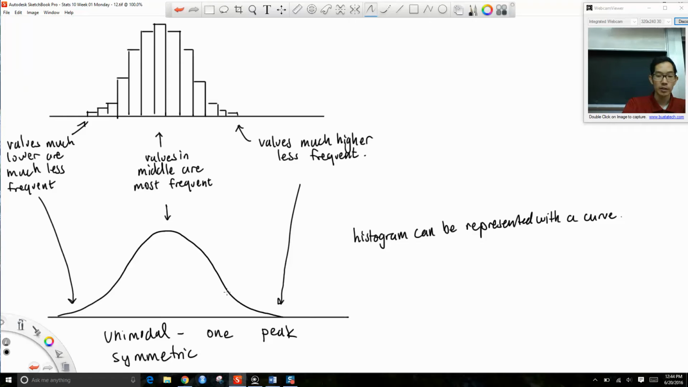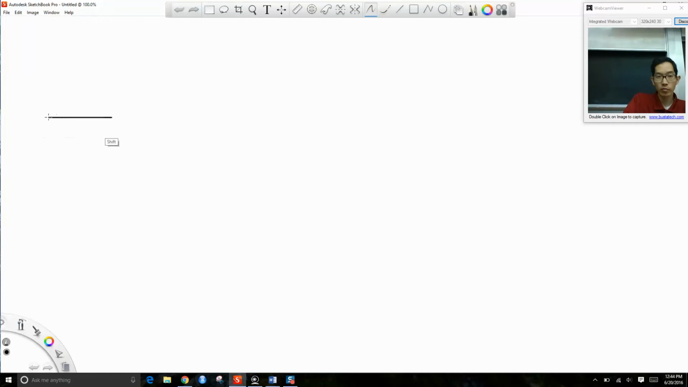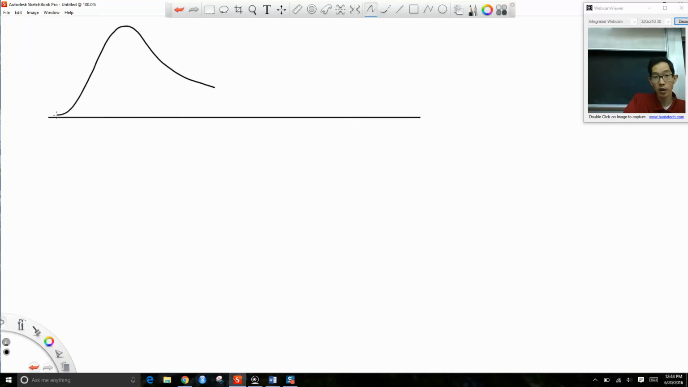Okay, so keeping that in mind, I can have a distribution that looks like this. This would be called unimodal and right skewed. Right skewed refers to this piece over here. This is known as the right tail.